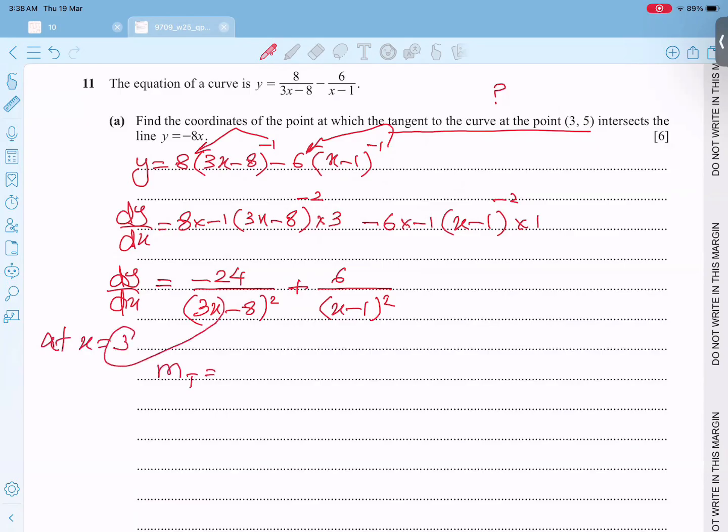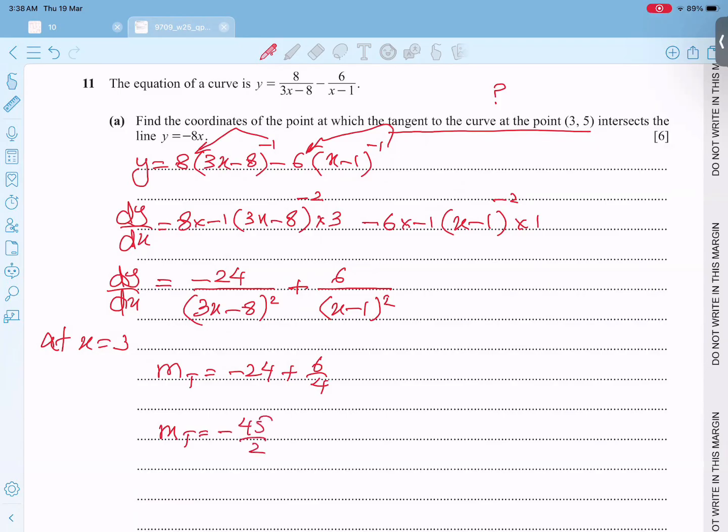So when I plug in 3, 3 squared is 9, the 9 is gone, so I got negative 24. And when I plug in 3, 3 minus 1 is 2, 2 squared is 4, so 6 over 4. So the gradient of the tangent turns out to be, if I check it, negative 24 plus 6 over 4, which gives us negative 45 over 2.